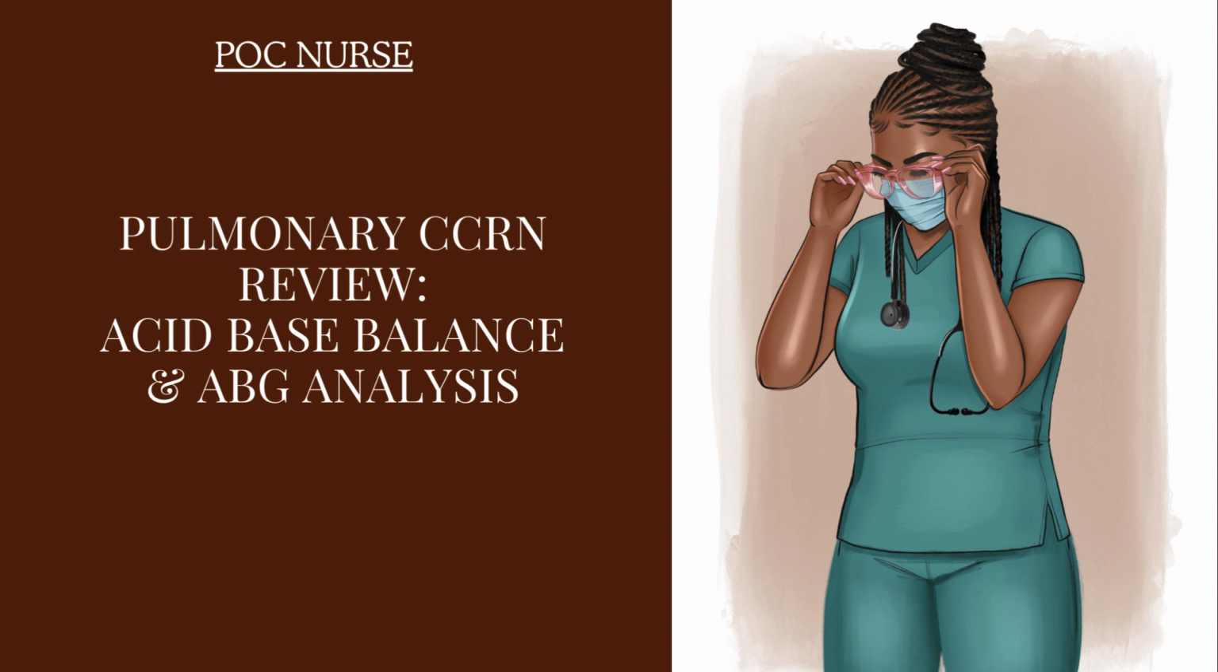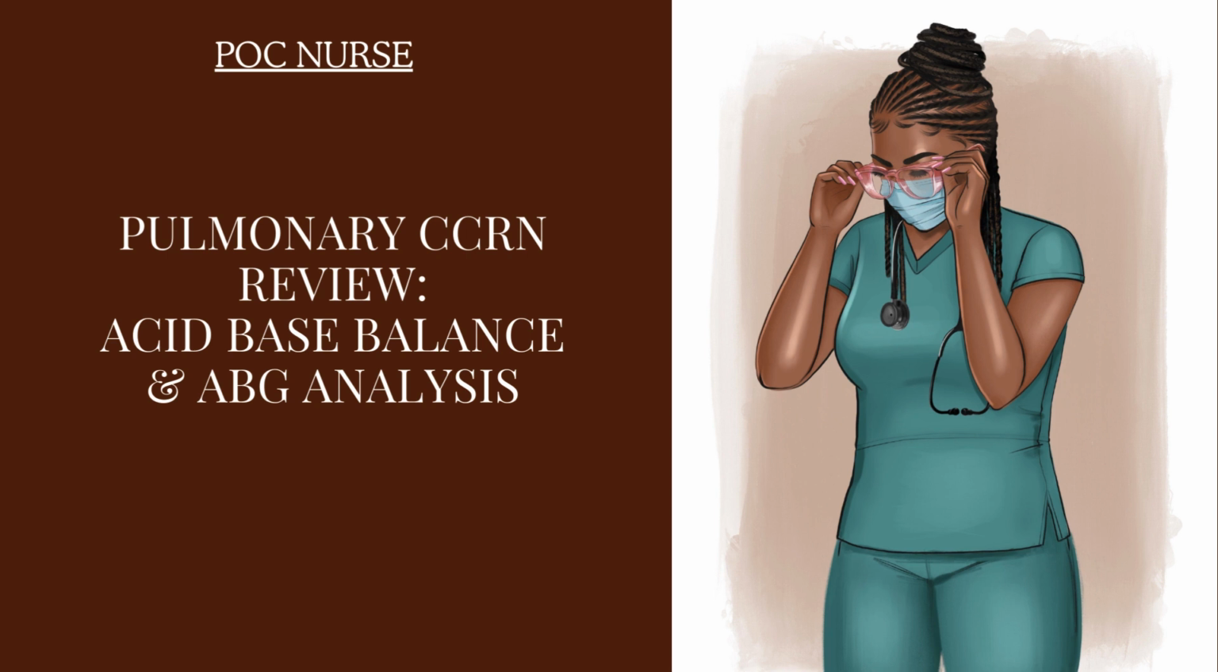So let's do this systematically. We said the pH is 7.5. It is over 7.45. So this patient is in alkalosis. Now, is the patient in respiratory or metabolic alkalosis? Let's find out. We said the PaCO2 is 30. The normal PaCO2 is 35 to 45. So this patient has a low PaCO2, right? Okay, so let's not call it respiratory alkalosis yet. Let's make sure that our bicarb level is normal. If the bicarb level is normal, then we can say that this is respiratory alkalosis.